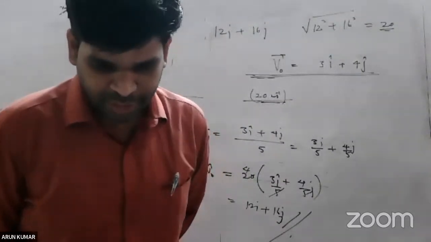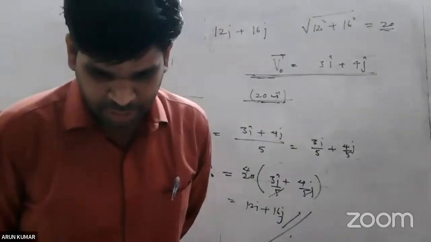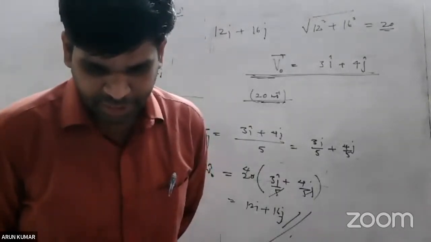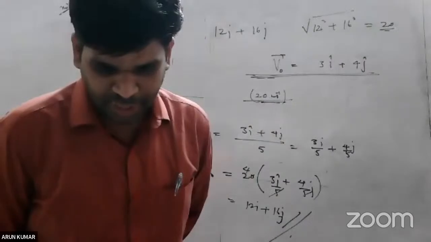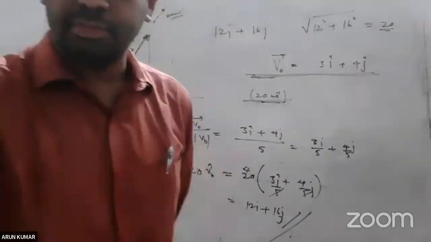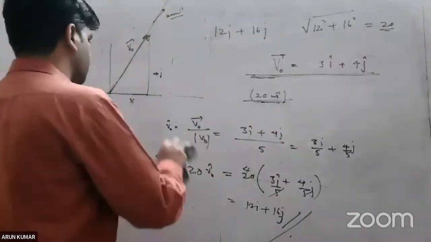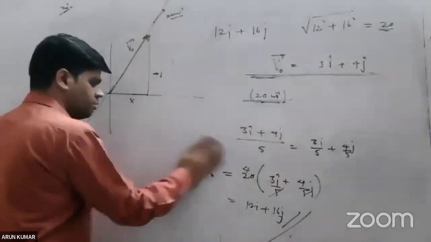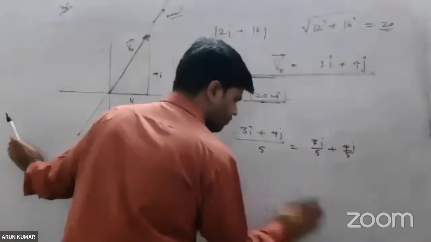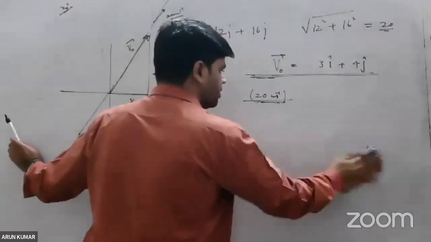A bar is given as 4i minus 3j. B bar is given as 6i plus 8j. Then find the magnitude and direction of A bar plus B bar.